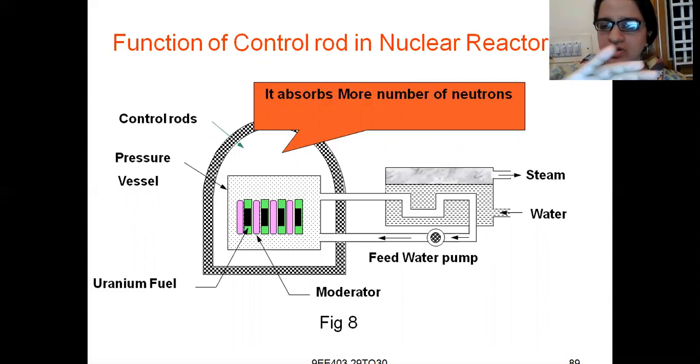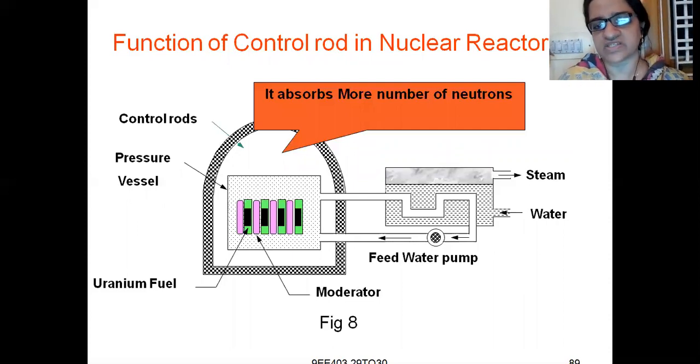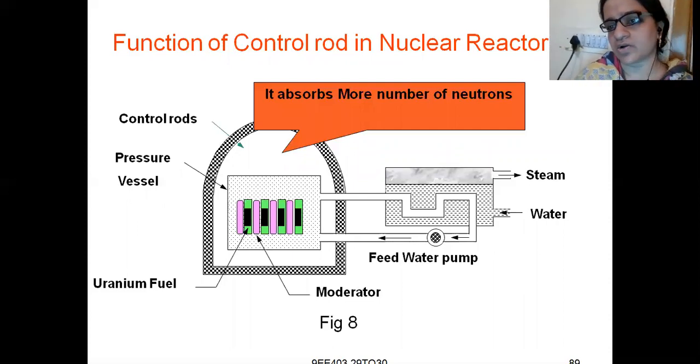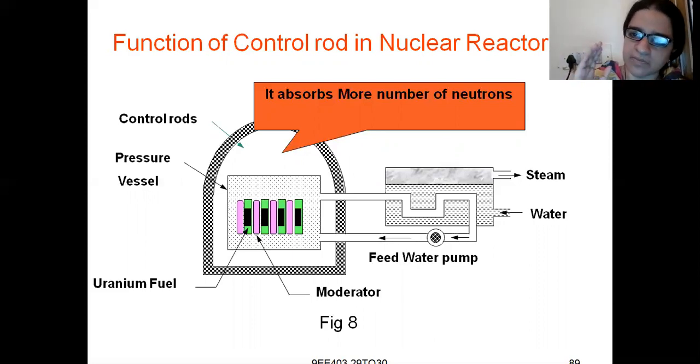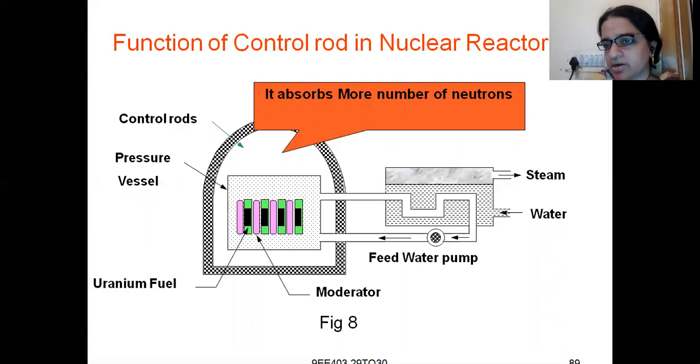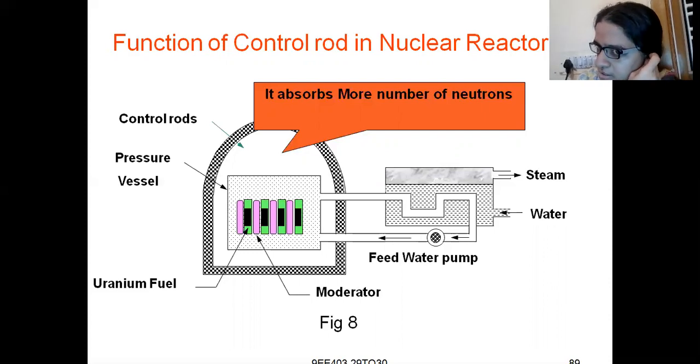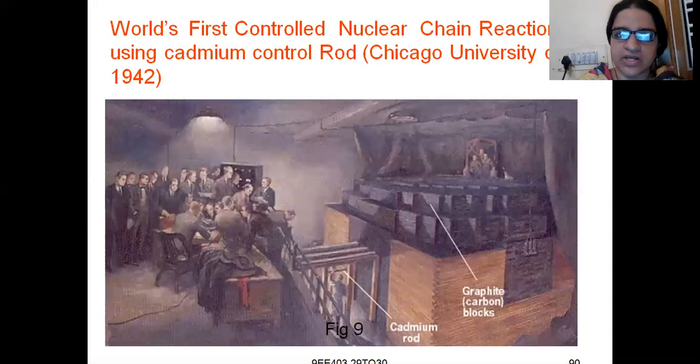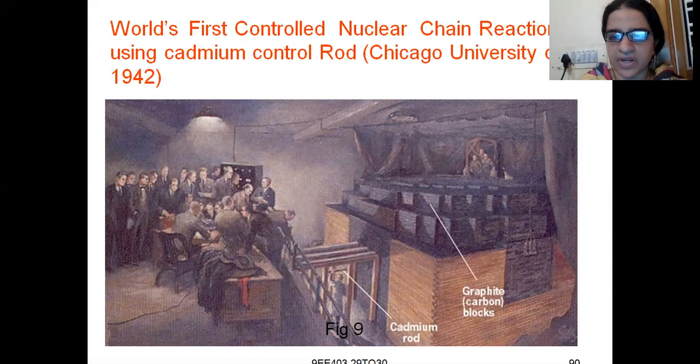the control rods will be placed at a deeper level in the nuclear reactor vessel, and all the neutrons will be absorbed, and immediately the reaction will be stopped, so that the conversion of nuclear energy to electrical energy can be done, or we can stop the conversion immediately. Right, coming to the next slide, this is the world's first controlled nuclear reaction using cadmium rods.